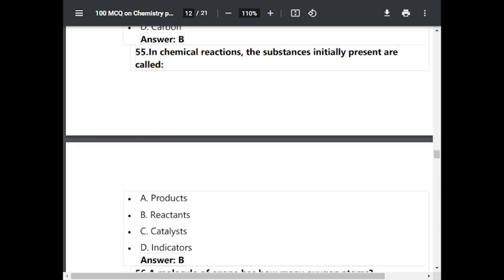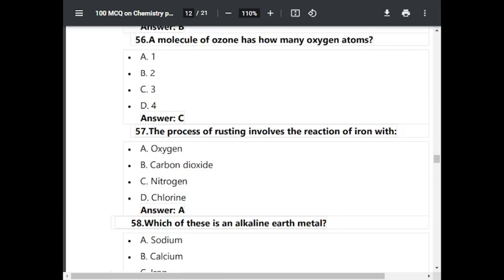Question number 55. In a chemical reaction, the substances initially present are called. Option A, product. Option B, reactants. Option C, catalyst. Option D, indicators. The correct answer is B, reactants. In a chemical reaction, the substances initially present are called reactants. Option B is correct.